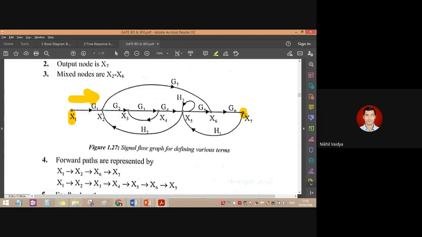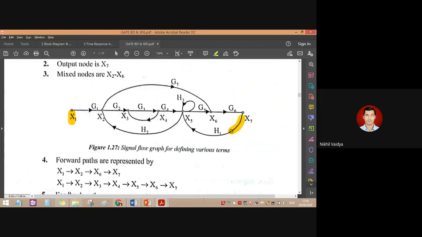So here X7 is mentioned, but X7 also has an outgoing branch. It is not only having incoming, but also an outgoing branch. But here you could see there is nothing beyond that. That's why they have said that it is also an output node. Ideally, if you extend this and name it X8, then X8 is nothing but our output node.